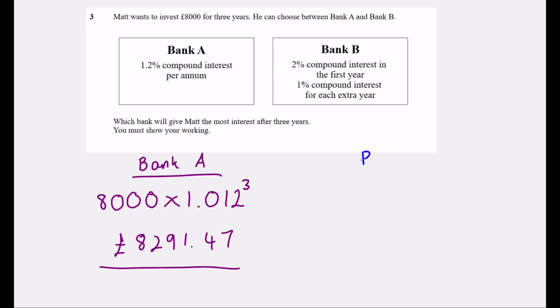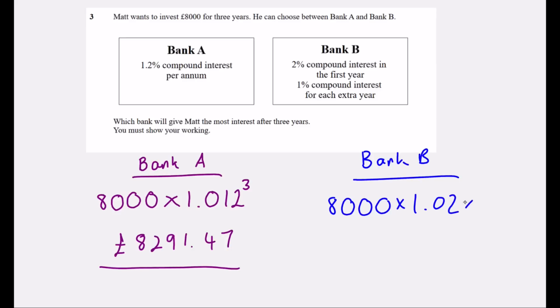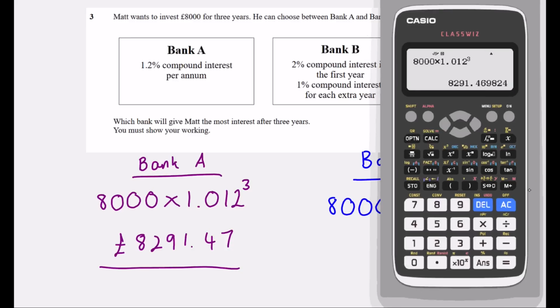And then the same for Bank B. This time we get 2% in the first year. To add on 2% in one calculation, we multiply by 1.02. Then 1% for the second year and the third year, so times 1.01 to add on 1%. And we'll do that one 2 times. So it's 8,000 times 1.02 times 1.01 squared. And we get £8,324 and 2 pence.